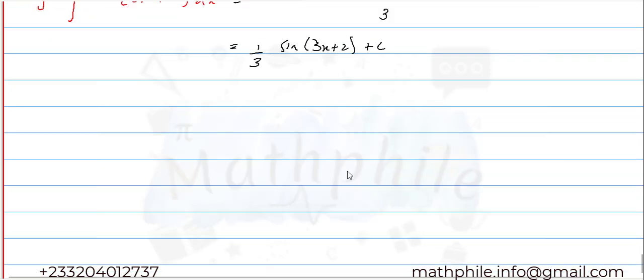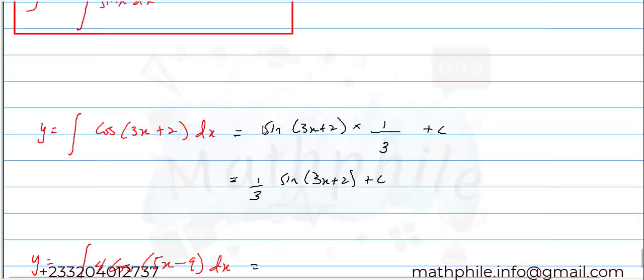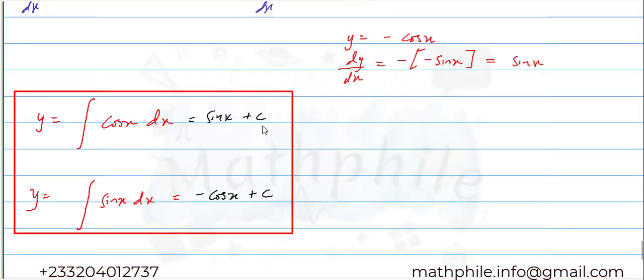So let's try another question. Let's say y is equal to the integral of 4 cos 5x minus 9 dx. So pause the video and try to do this by yourself. Okay, welcome back. Now let's go back again. It's fine to write the rules down somewhere so that you can go back to it, since you are just being introduced to it, so that you get so familiar with it.